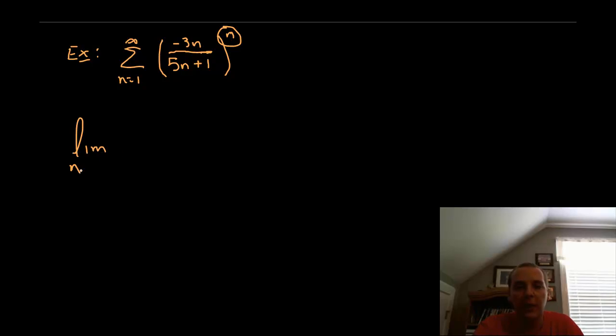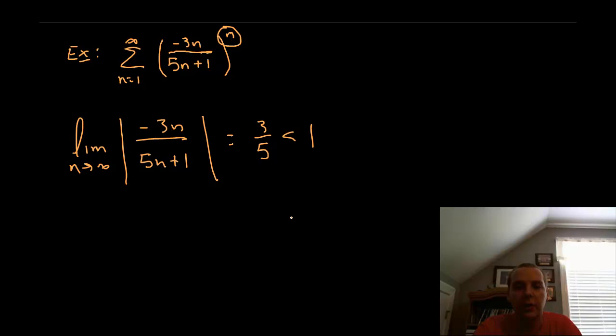Now rather than writing the nth root of such and such to the nth power, let's just agree that those are going to negate each other or cancel each other, and we'll get the absolute value of negative 3n over 5n plus 1. And I'm going to forego a little bit of the algebra. This would give you infinity over infinity, but after using L'Hopital's rule, which you can watch a video on, you would get 3/5, and that's less than 1.